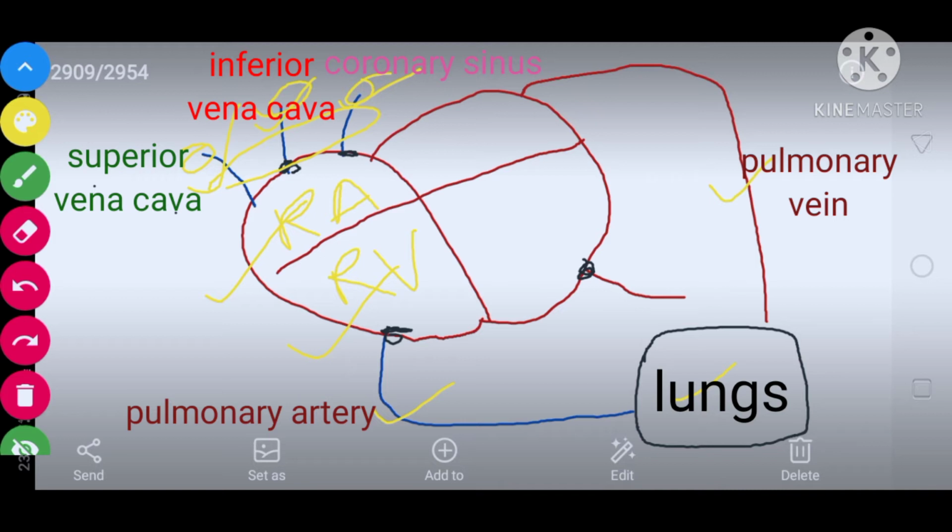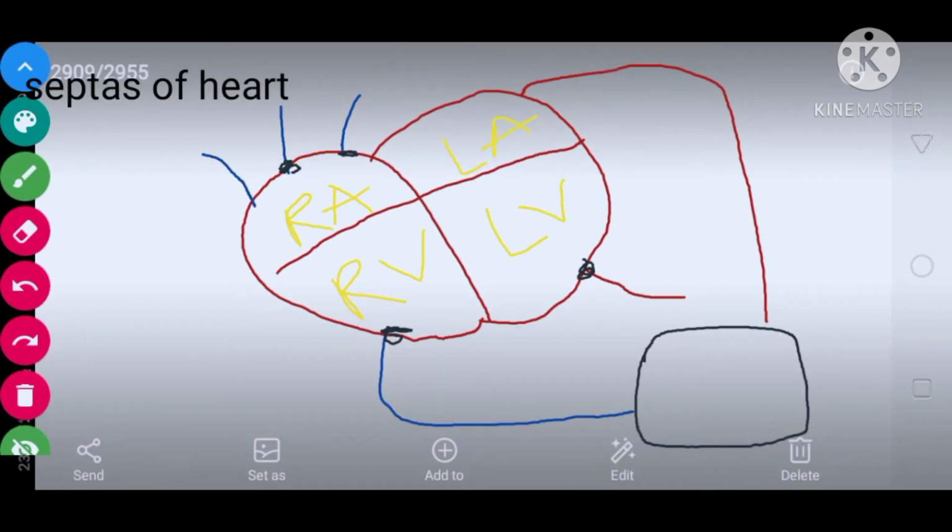The pulmonary vein then enters your left atrium. From the left atrium, blood reaches the left ventricle. From the left ventricle, the blood is supplied to the aorta, which is the largest artery in the human body. The four chambers of the heart are separated by various septa or partitions.